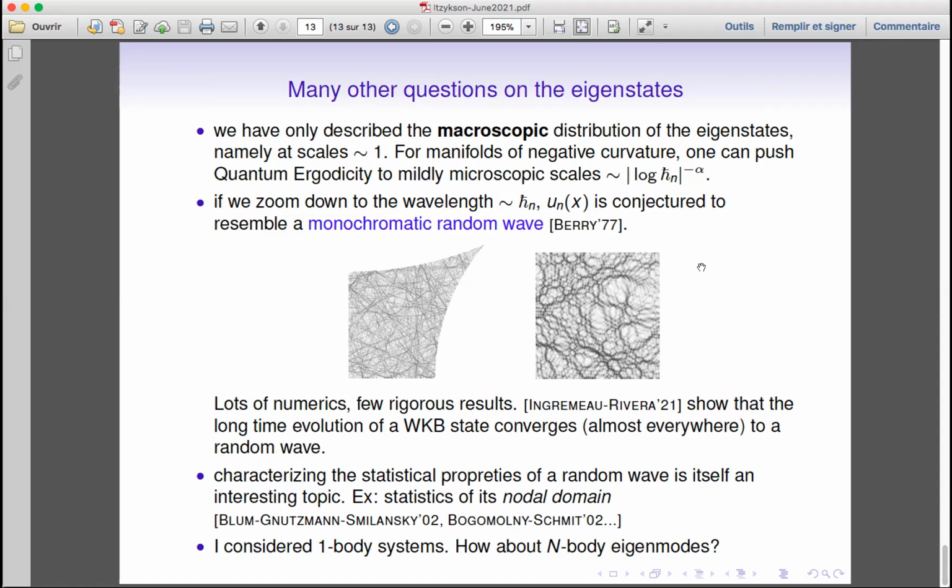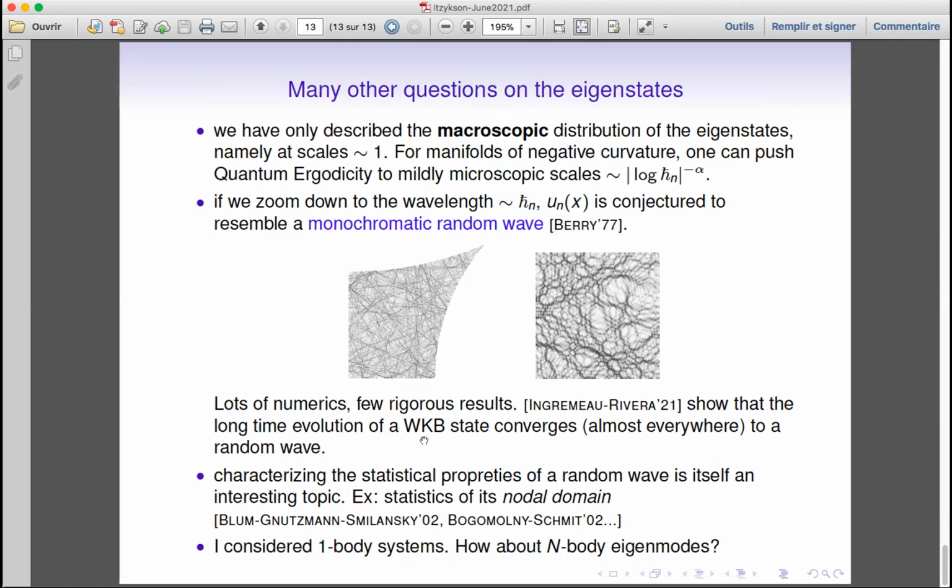Okay, so now things which are more away from mathematics and more into theoretical physics: what happens if we zoom in at the scale of the wavelength, and then we enter the realm of Berry's conjecture about the random wave model, the monochromatic random wave model. Michael Berry conjectured that for these chaotic states, if you look at them statistically, they look like a random wave. But as far as I know, there's essentially no result about that in this setup.